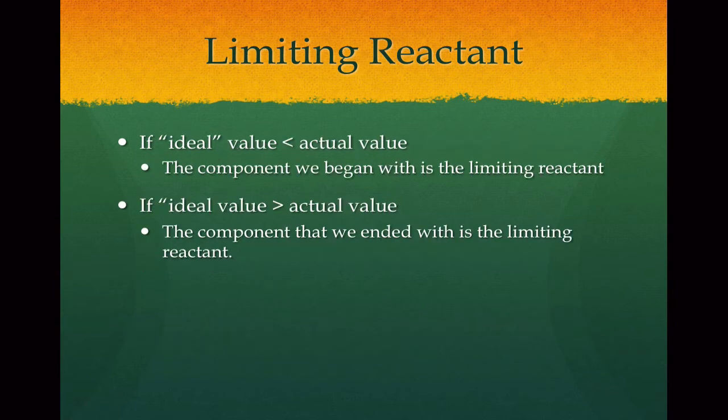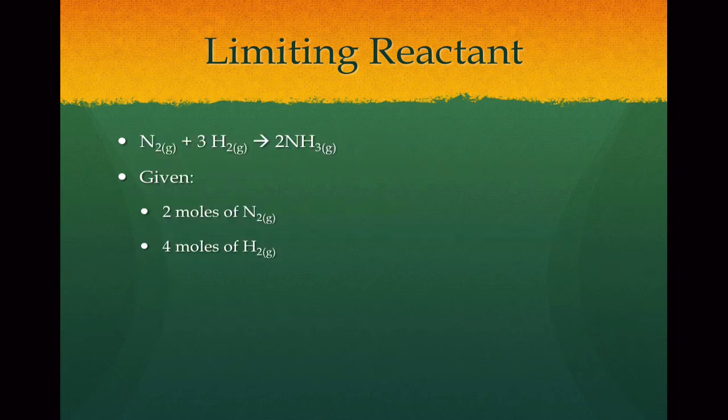So if the ideal value is less than the actual value, the component that we chose and started our calculations with is the limiting reactant. If the ideal value is greater than the actual value, the component that we ended with is the limiting reactant, so the one that we calculated the ideal value for. Let's take a look at a real example of this.